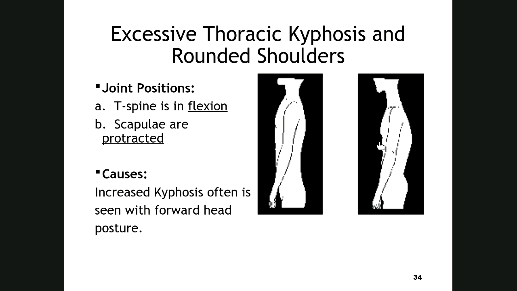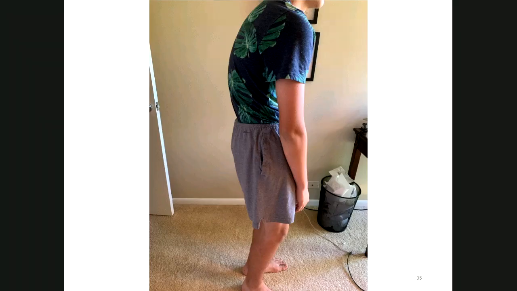The causes can be increased kyphosis, often seen with forward head. Like I told you, it's a change. So if the patient is having poor postural habits and postures in the cervical spine, eventually the patient is going to go into this excessive kyphosis and excessive rounded shoulders. Okay, so this is just a little bit of an illustration of a thoracic kyphosis with the rounded shoulders.